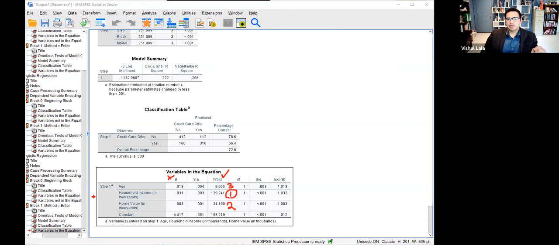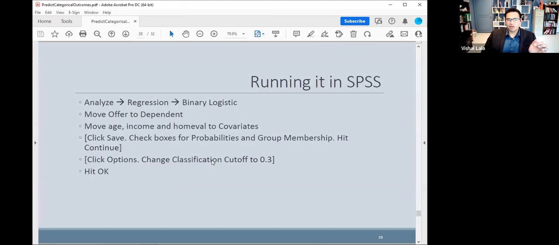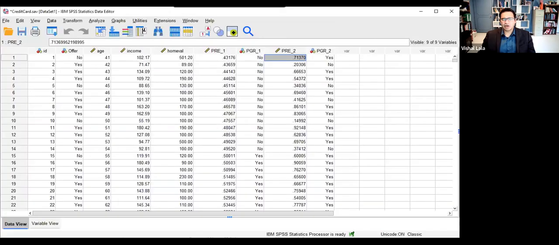All right, so let's get back to our example here. The last thing we're going to do is examine the effect of changing the classification cutoff and what that means. So let's go back to our data and see the effect of changing the classification cutoff.